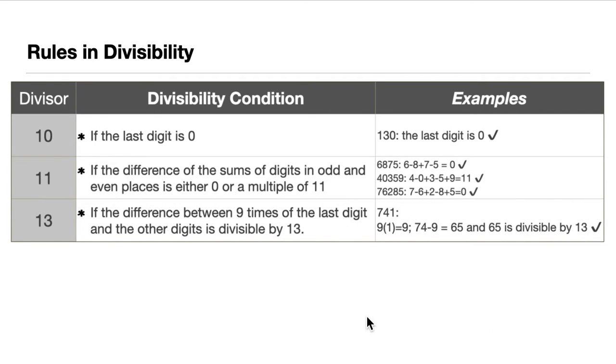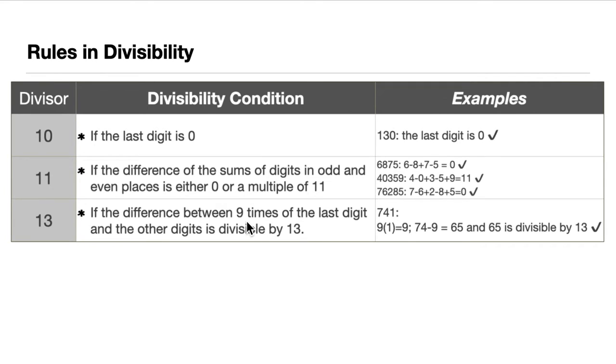Similarly, we follow the pattern with the divisibility by 7 here, only that it's not going to be twice. It's going to be 9 times the last digit. Let me read that. If the difference between 9 times the last digit and the other digits is divisible by 13, then indeed that number will be divisible by 13.